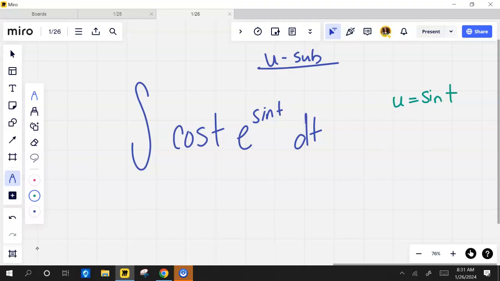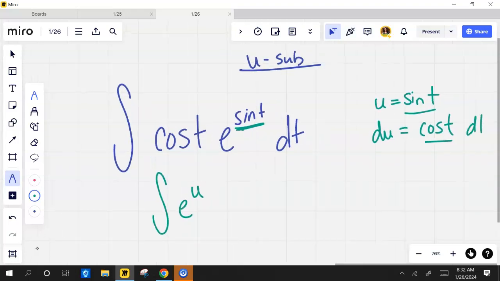And what happens is you take the derivative of your u. This is where I got my u. Now I'm going to take the derivative of my u. What's the derivative of sine t? Cosine t, right? Since I have both the function I chose and its derivative inside my integral, I can rewrite this as e to the u. And whenever I take a derivative, I need to follow it with dt, because I don't know what t is. And then this together makes du.